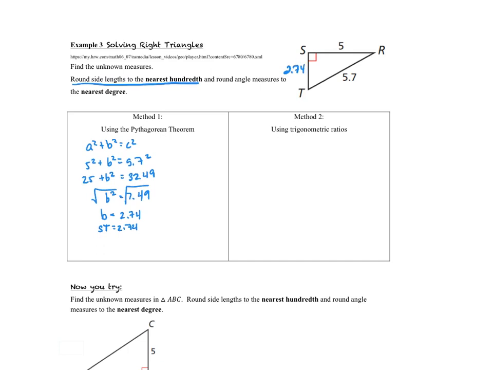Okay, so now we can use our trig ratios to find everything else that we need. So I know I'm looking for angle T, and I have opposite and hypotenuse provided. So I'm going to use sine. It's going to be inverse sine.